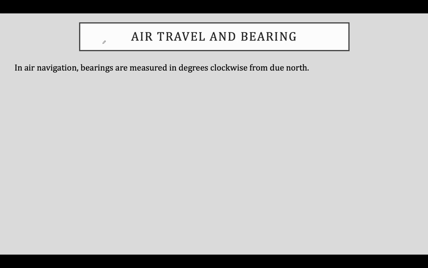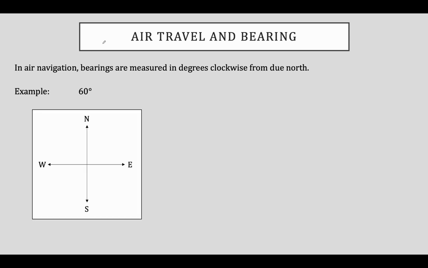So we've talked about bearing in terms of sea travel and in surveying. Now let's talk about bearings with respect to air navigation. In air navigation, bearings are measured in degrees clockwise from due north. So, for example, if we were given a bearing of 60 degrees for flying an airplane, we would start with the direction of due north and rotate clockwise through an angle of 60 degrees. This would be the direction of our travel.